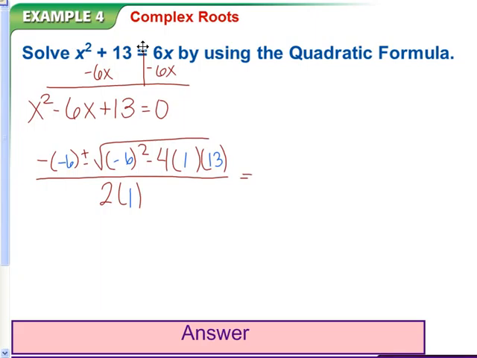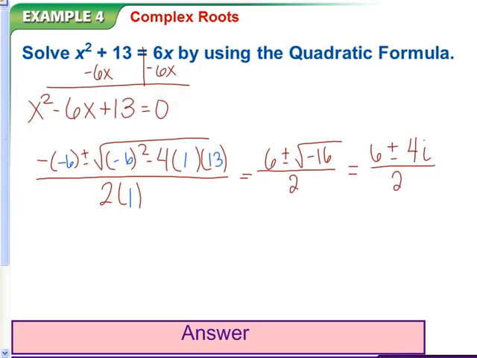So when we calculate the discriminant, we end up getting -16. So we write it as +6 plus or minus the square root of -16 over 2. Okay, we can't have a negative square root, so we have to take that out as an i. And then we know the square root of 16 is 4, so that becomes just 4i.